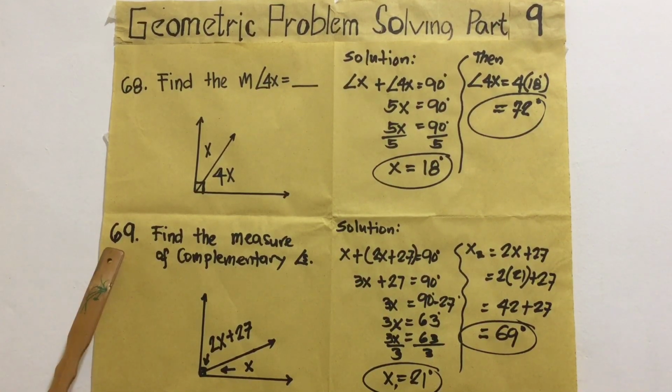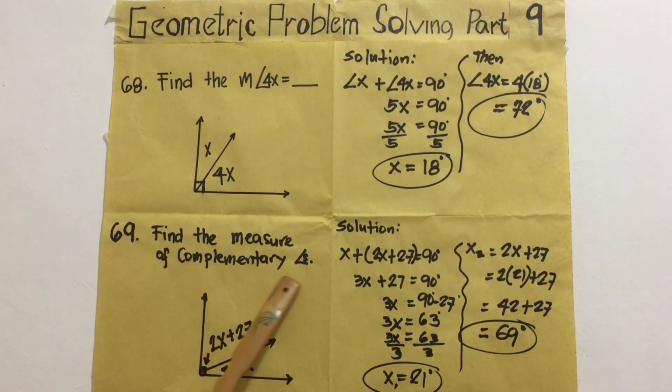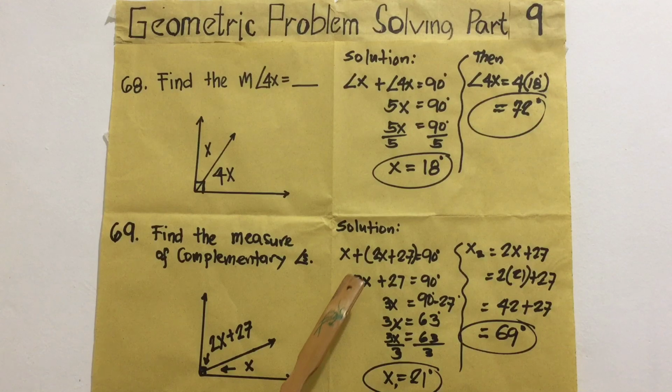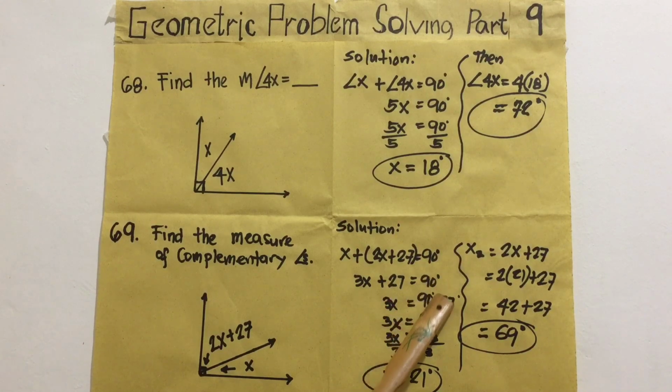Next is page 6. Number 69, find the measure of complementary angles. So 90 degrees is given because they are complementary. So the same formula that we're going to use: x plus this 2x plus 27, the angle here, equals 90 degrees. Then we have to add x plus 2x equals 3x, and copy 27. And just bring down the 90 degrees.